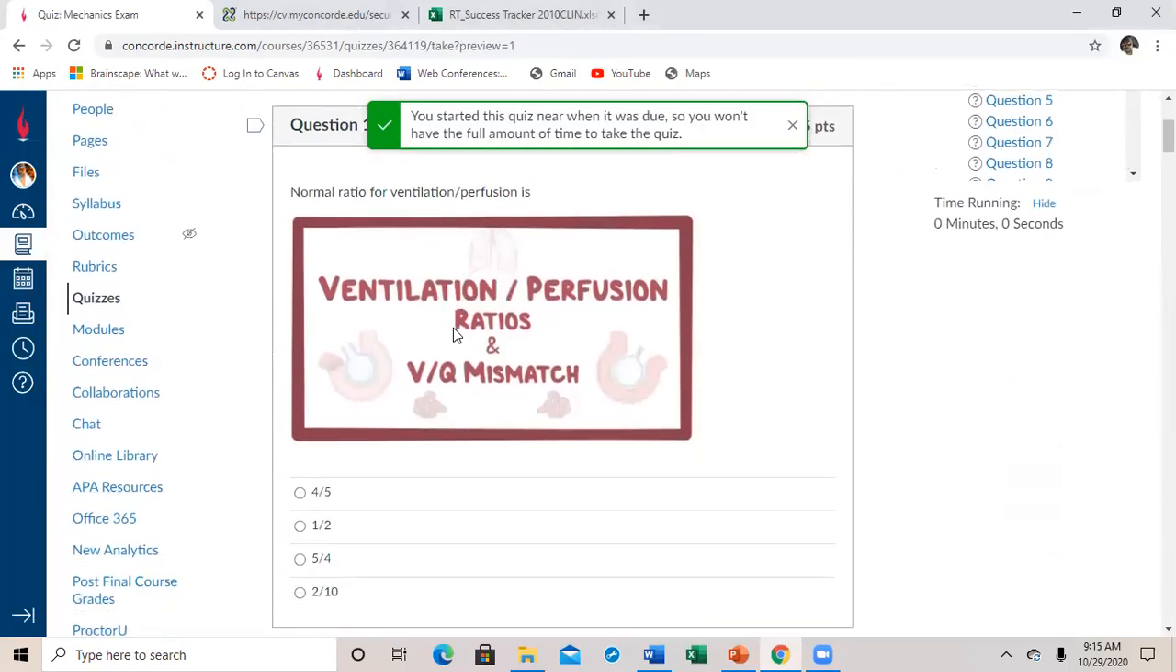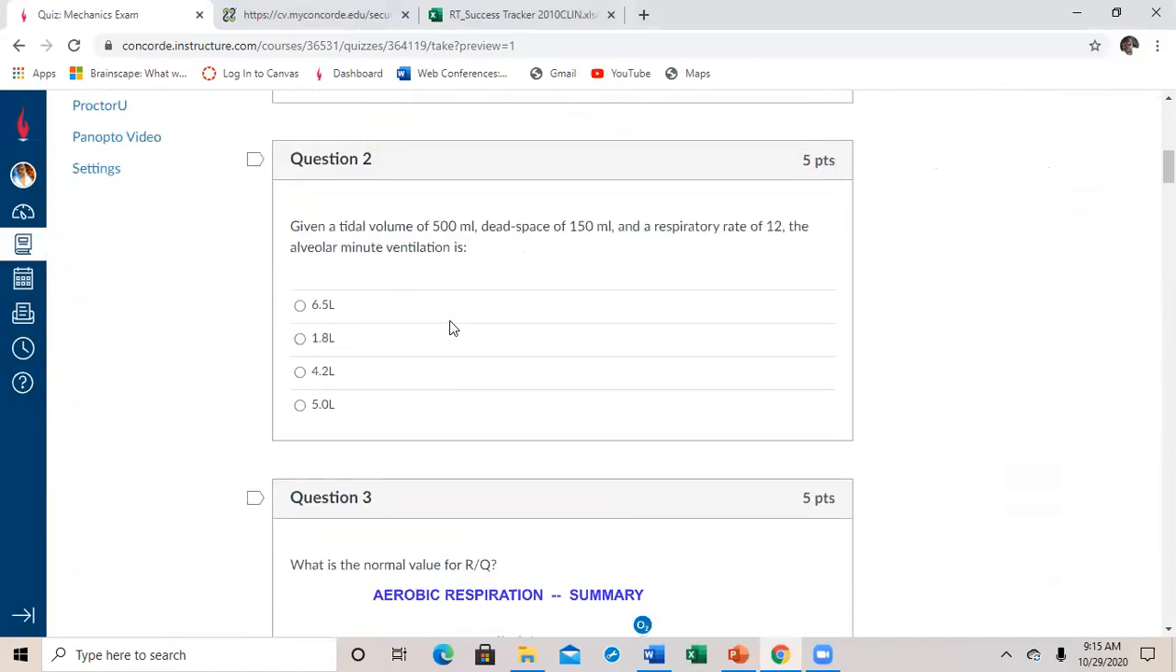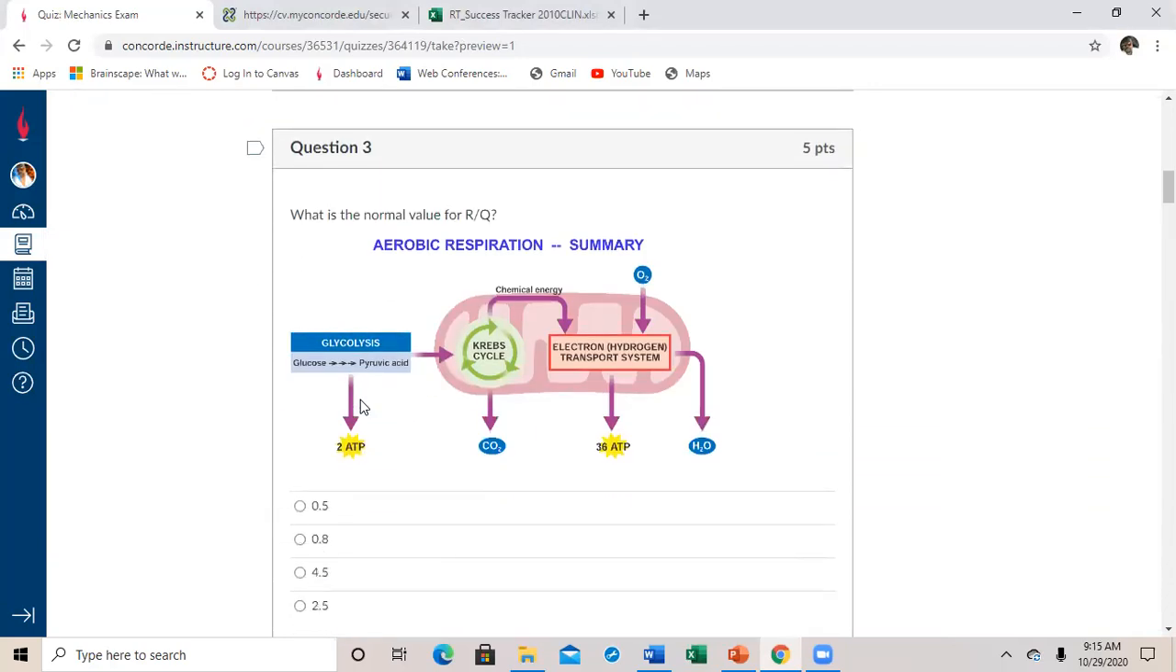All right, number one, the normal ratio for ventilation to perfusion is 4 to 5. Given a tidal volume of 500, dead space of 150, respiratory rate of 12, the alveolar minute ventilation should be 4.2. For alveolar minute ventilation, you take tidal volume, subtract the dead space, so that's 500 minus 150, and then you multiply that by the 12.